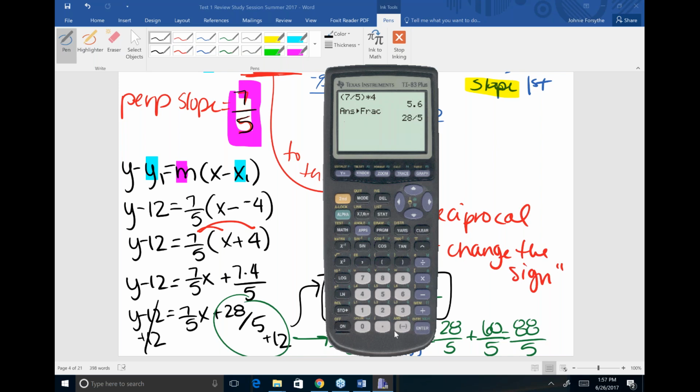And let's say you want to add 28 over 5 plus 12. That was one we had. Again, it's going to default to the decimal, but if you want to get the fraction, just go to math, this first option, fraction, press enter, and there it is.